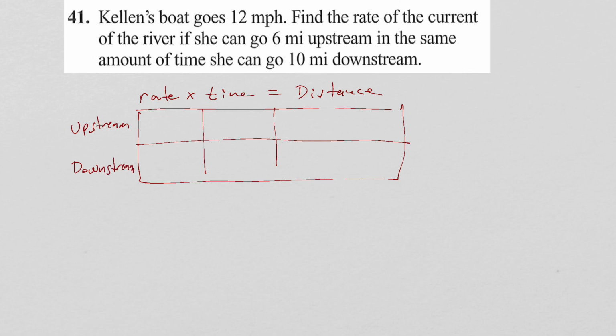Now, in the past, we've done stuff like R minus C for upstream and R plus C for downstream because we didn't know the rate. But this time we do know the rate. The rate is 12. So this R, we don't need to have a variable for it. It's just going to be 12. Okay? The time, we don't know, but it says that she can go 6 miles upstream, so that's just going to be 6, in the same amount of time that it goes 10 miles downstream. So that's going to be a 10.